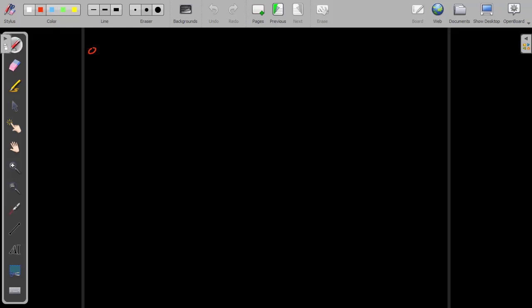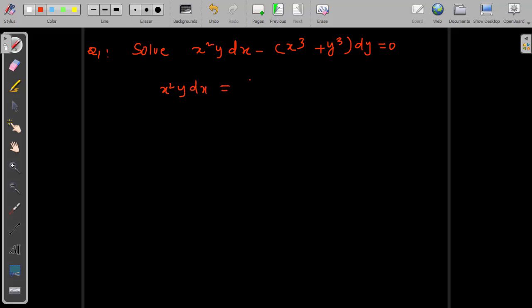Question number 1. Solve x square times y dx minus of x cube plus y cube dy equal to 0. This could be rewritten in standard form like x square y dx equals to x cube plus y cube times dy.